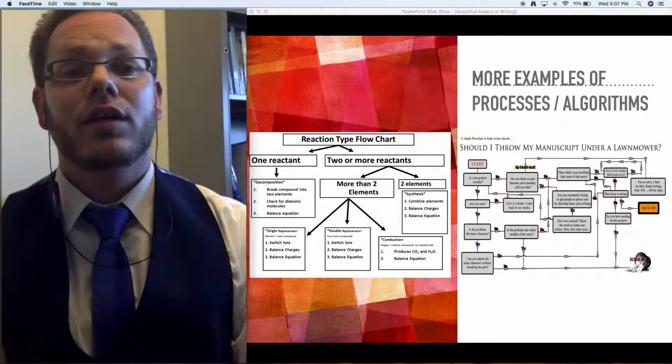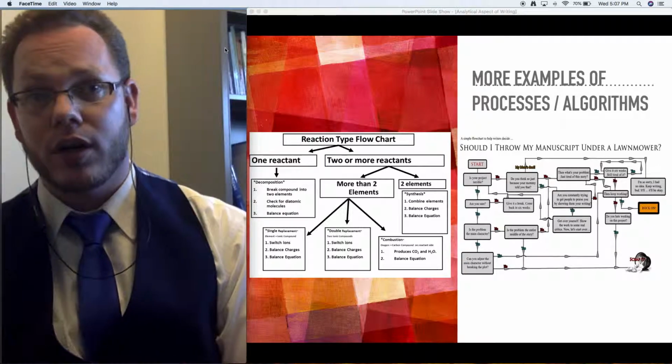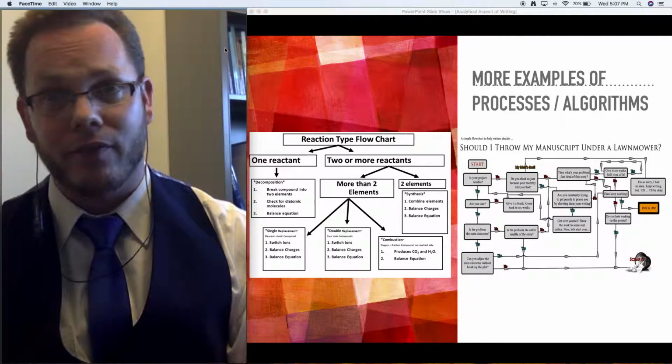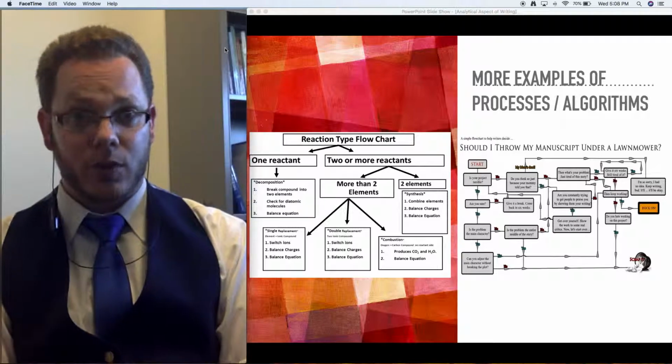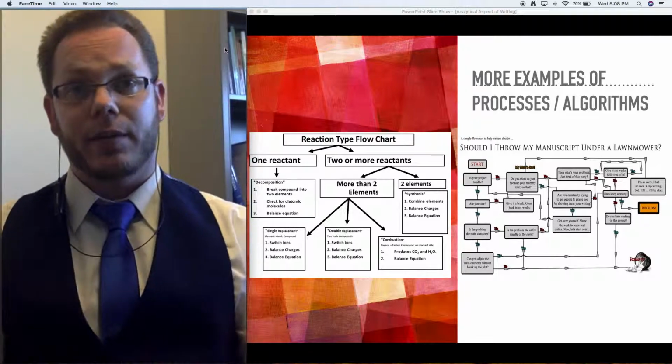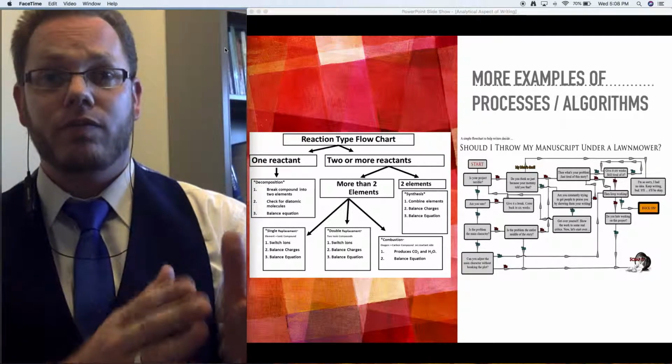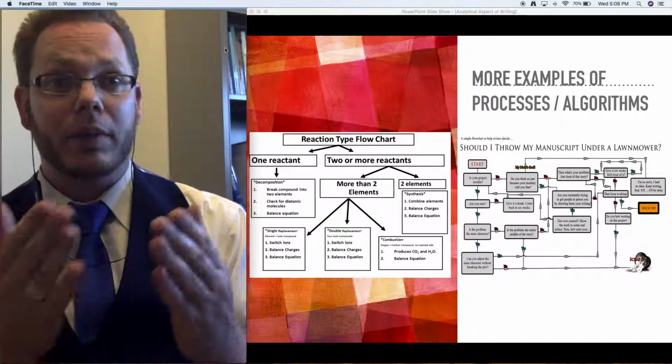All right. Similarly, there is a flowchart for figuring out what reaction type. I borrowed that from something we talk about when we discuss process mapping and algorithms in a chemistry learning community I have with writing. But essentially, each of these are texts for mapping a process.